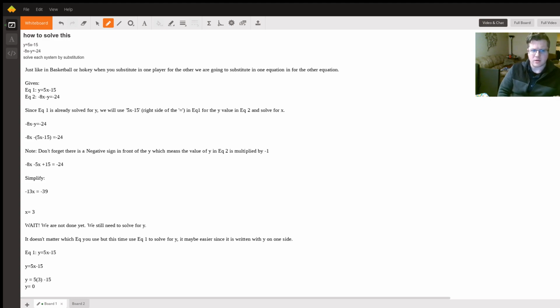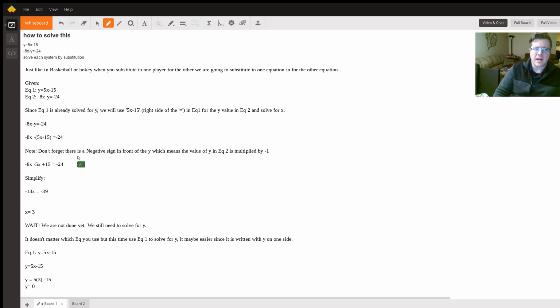Since equation 1 is already solved for y, we will use 5x minus 15, which is on the right side of the equal sign in equation 1, for the value of y in equation 2 and solve for x. So here's our second equation, and you can see 5x minus 15 substituted in for y. So now we have negative 8x minus the whole quantity of 5x minus 15 equals negative 24.